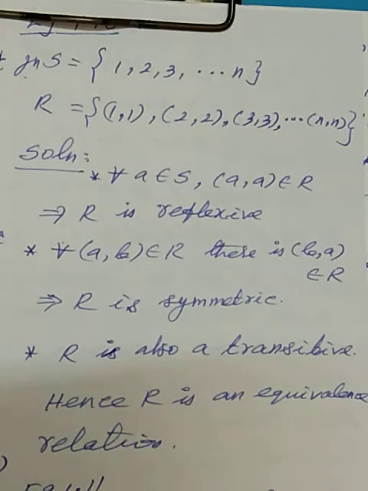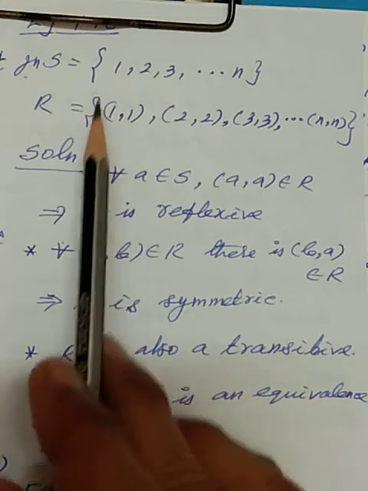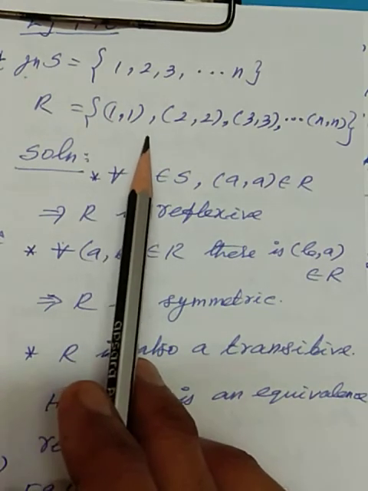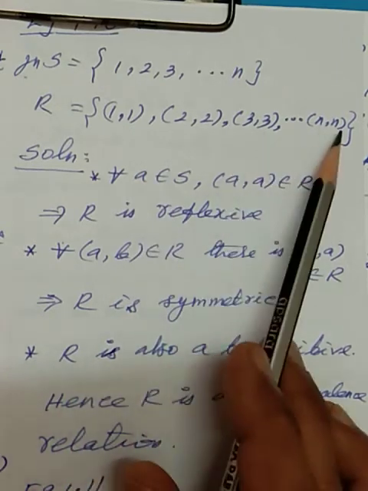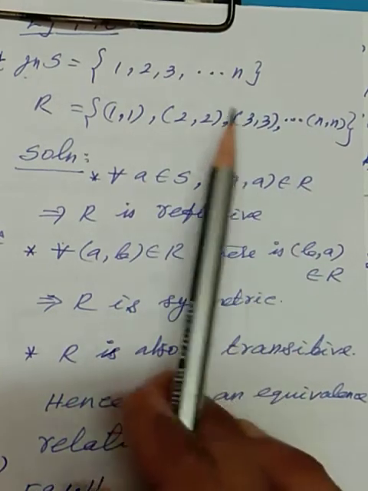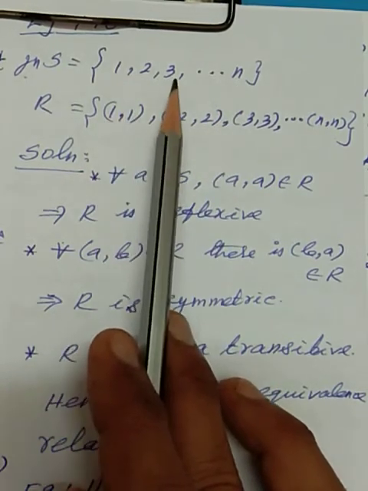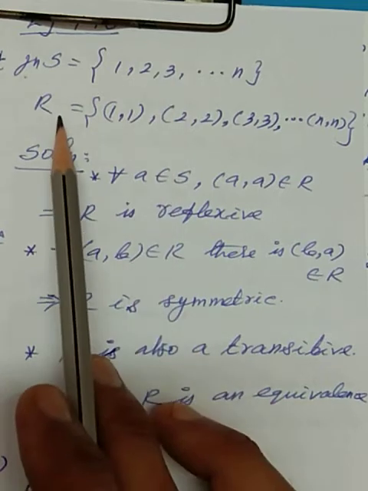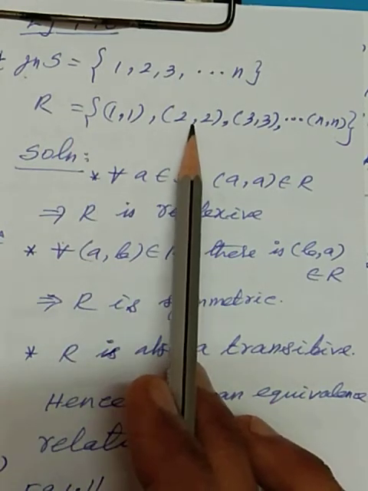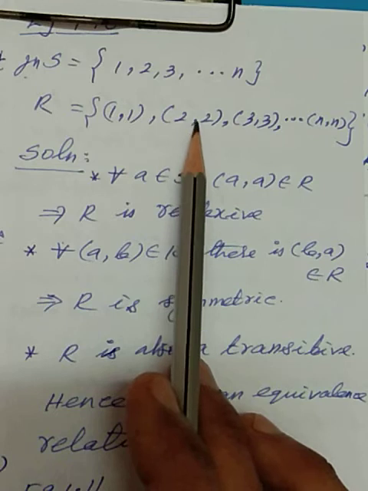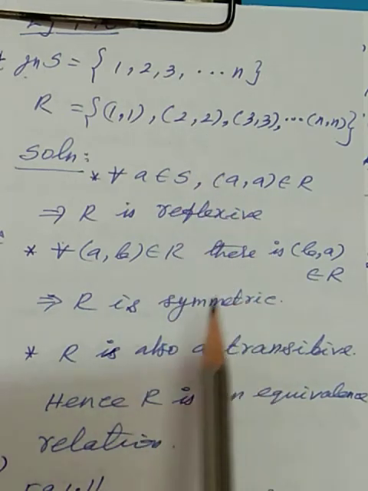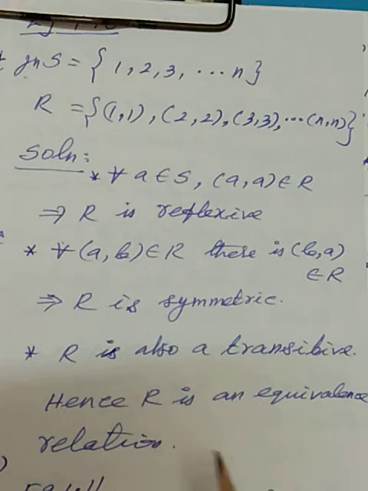See the book, all of you refer to the book now. Example 1.10. Check the relation R equal to {(1,1), (2,2), (3,3), (4,4), ..., (n,n)}, given S equal to {1, 2, 3, ..., n}. So this is the set. Based on the set, a relation R is defined like this. Now you have to verify each and every property, that is reflexive, symmetric, transitive.